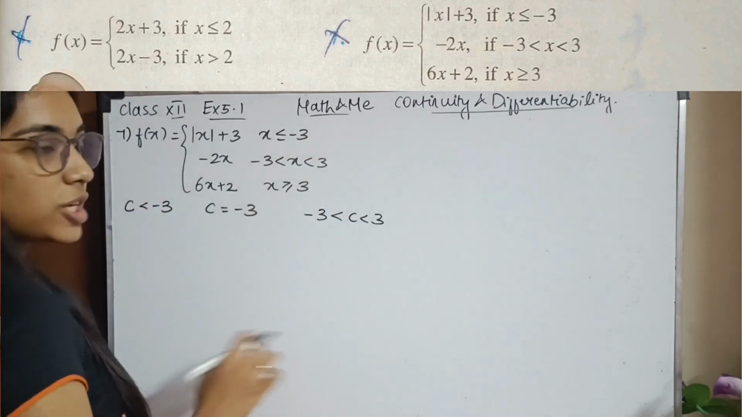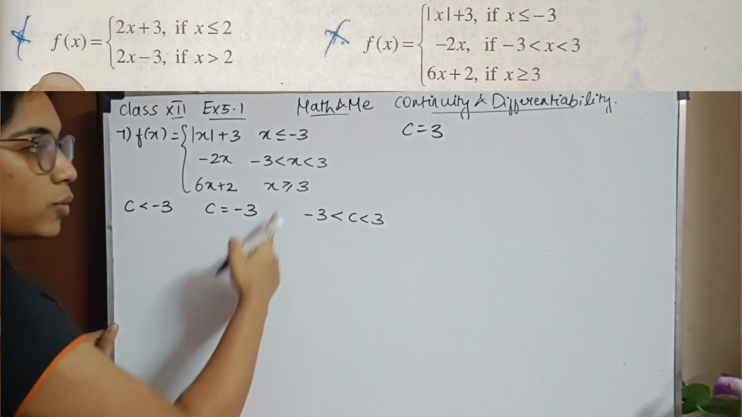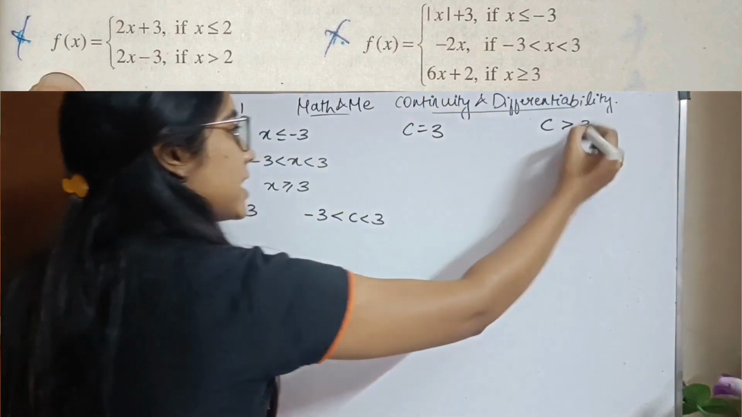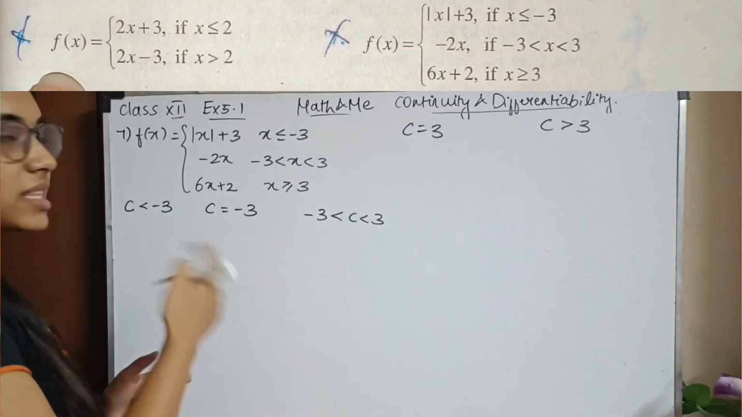So, in the condition, what is my next condition? It has to be equal to 3. So c equals 3. Then what is my other condition? c greater than 3. So, I have to solve for 5 different cases. Okay. So, these are my different cases. Split them like this.